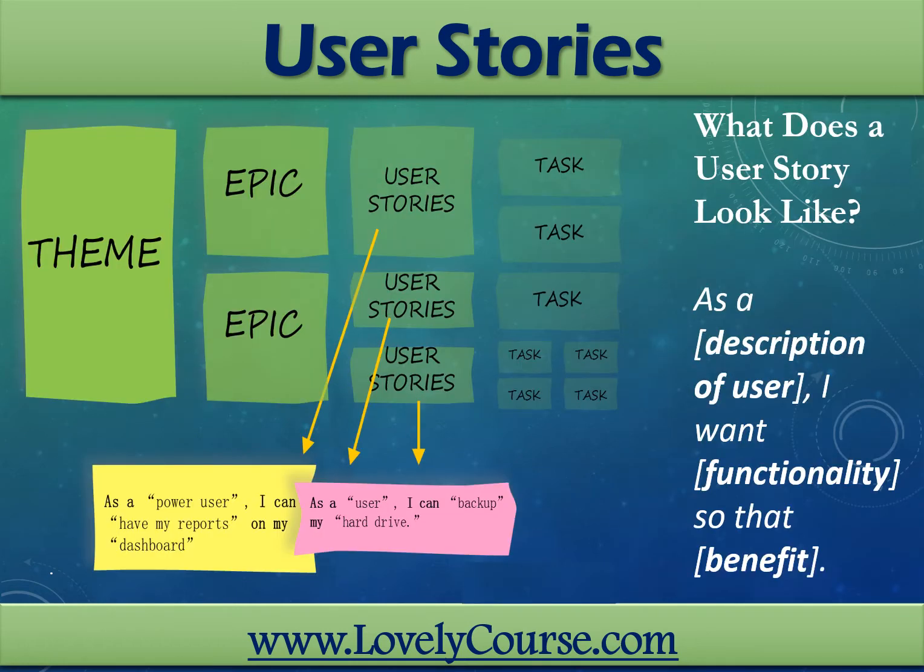So what does a user story look like? Most product teams use a similar user story template, typically just a sentence or two written according to the following formula: As a, and the description of the user, I want, then the functionality, so that, and then we mention the benefit. So now let's look at some examples.